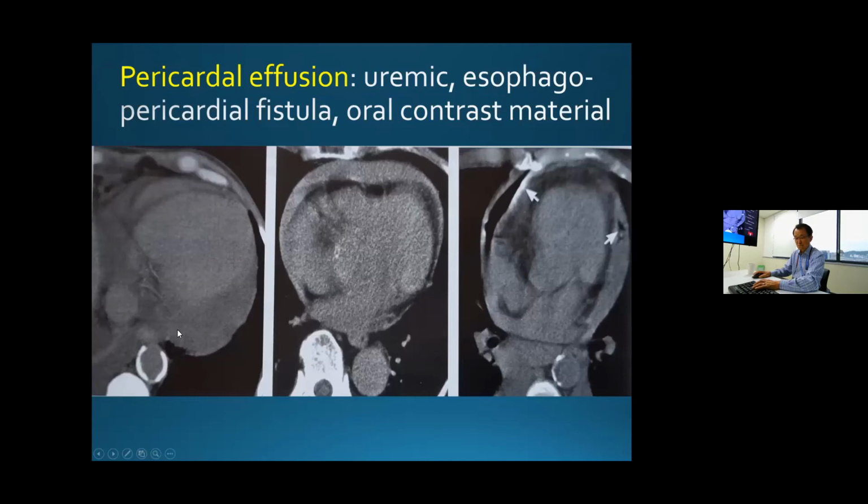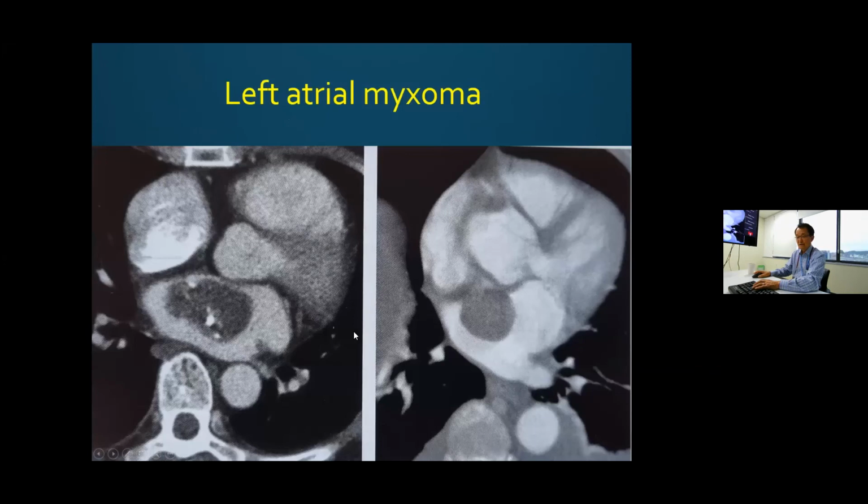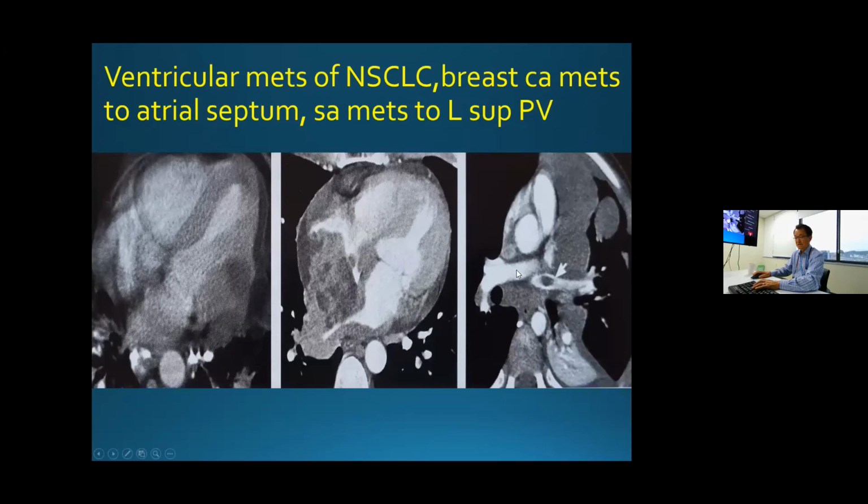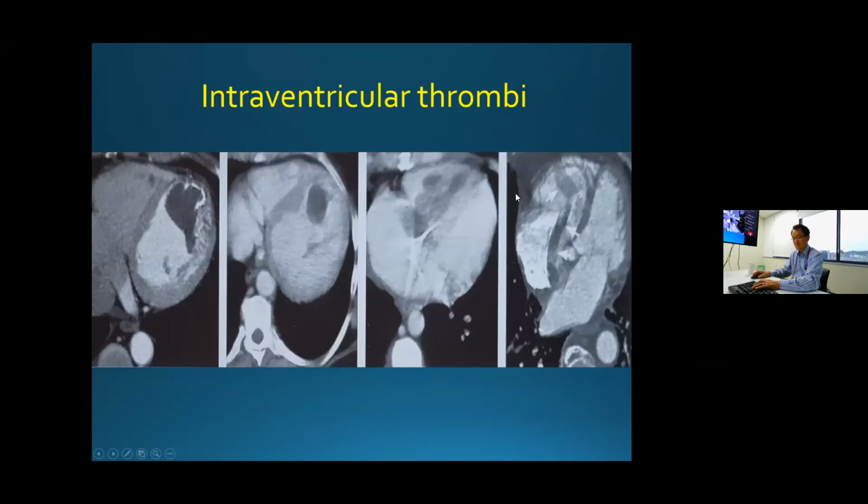Okay, you can see the density difference. And left atrial myxoma is most common. Atrium here, large myxoma. The left ventricle has a sarcoma, angiosarcoma, most common. This is thrombus in the atrial appendage. And the ventricular mass here is a metastasis from various cancers, but angiosarcoma is the most common primary tumor.